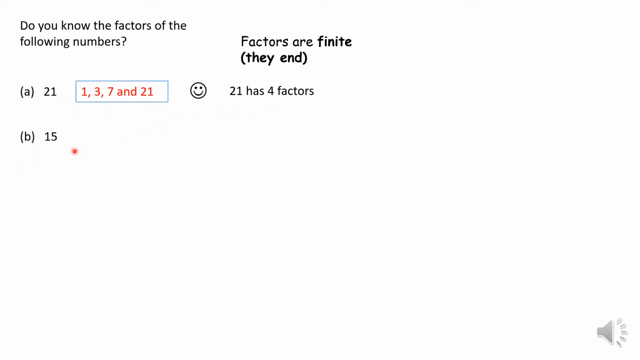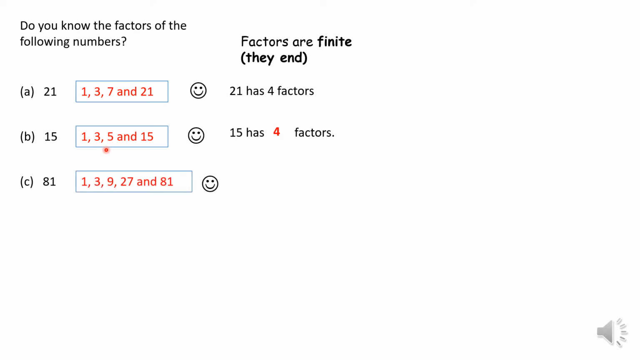Let's talk about 15. What are the factors? What are the numbers that go into 15 without leaving a remainder? Of course, if you said 1, 3, 5, and 15. So how many factors does 15 have? That's correct, 4 factors. Let's take one more, 81. So how many factors does 81 consist of? The factors of 81 are 1, 3, 9, 27, and 81.